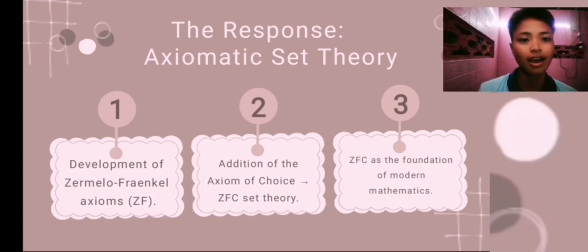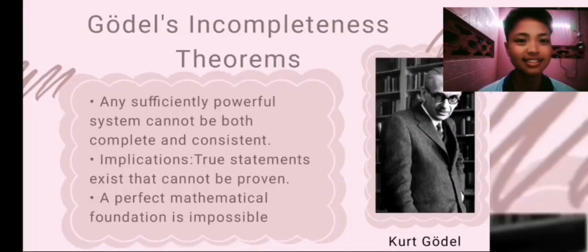Thank you. Hi everyone, I am Daisy Paneda and I am here to continue the discussion about set theory. Gödel's incompleteness theorems: any sufficiently powerful system cannot be both complete and consistent. Implications: true statements exist that cannot be proven. A perfect mathematical foundation is impossible according to Gödel. Gödel proved that any powerful mathematical system will have true statements that can't be proved. It's impossible to have a perfect, complete system.